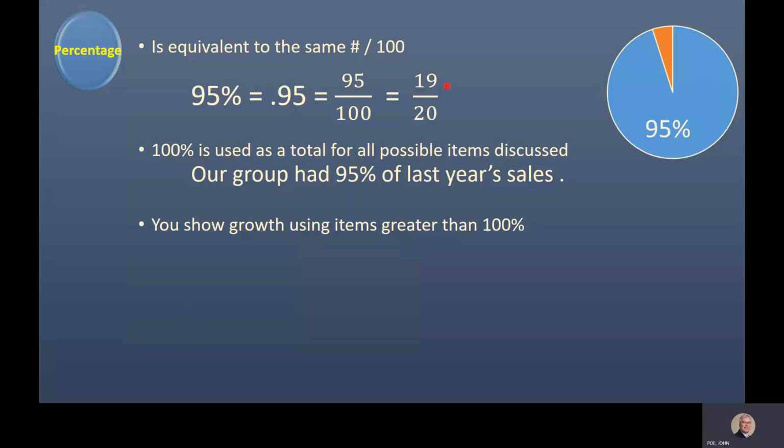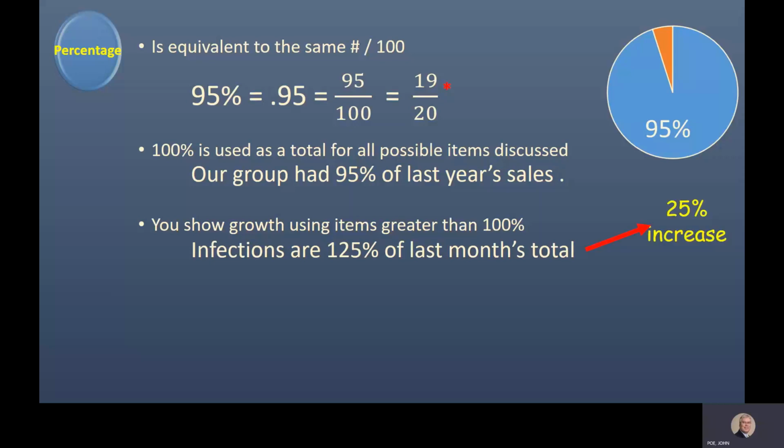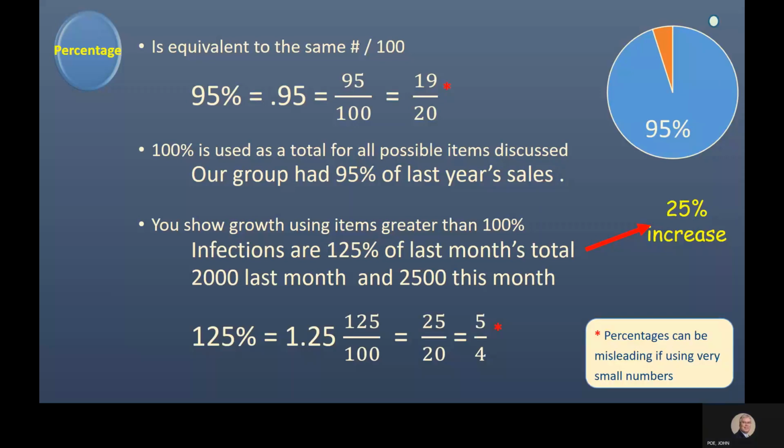If you're wanting to show growth, you can use numbers that are greater than 100%, like comparing 2 years to one another. Infection rates are 125% over last month's total, as an example. That shows a 25% increase, but it's over last month. If it was 2,000 last month and it's 2,500 this month, that's another example. But again, if you break that down, it's 125 over 100.